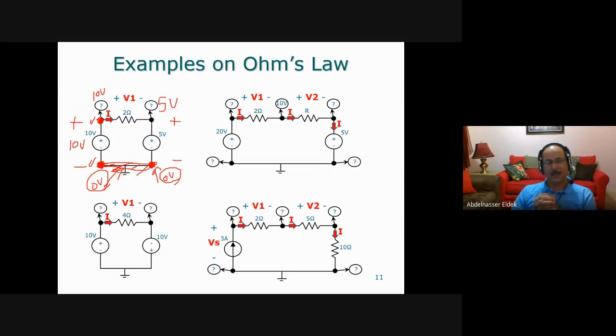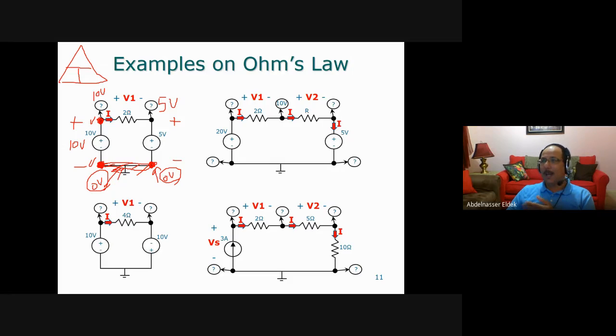But before I answer this, if my question is to find I, if I want to find I, can I find the I? No. Let us apply Ohm's law. I want to calculate V1 or I want to calculate I. How do you calculate I? It is V1 divided by 2. So you do not have 2 out of 3. 2 ohm is known, but V1 and I are not known. So you cannot apply Ohm's law right now.